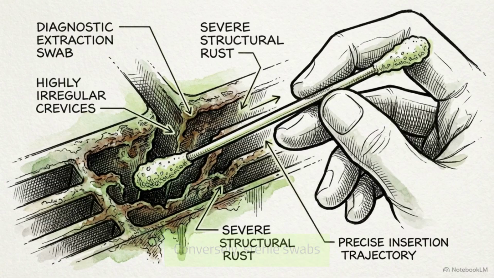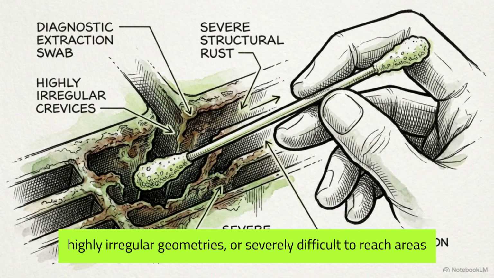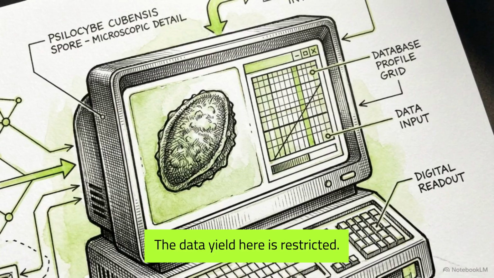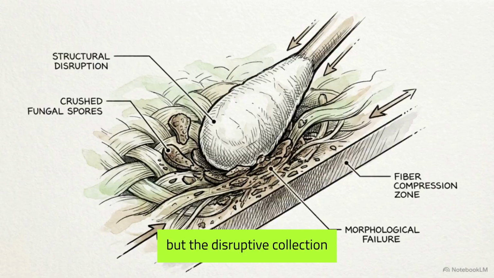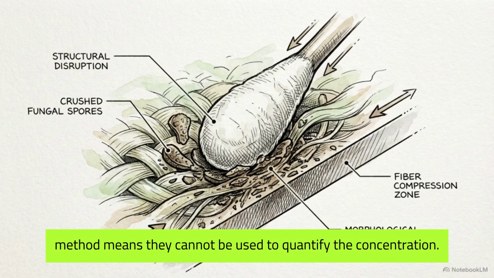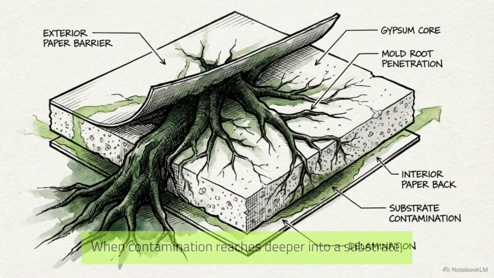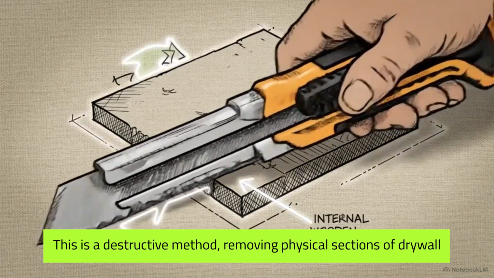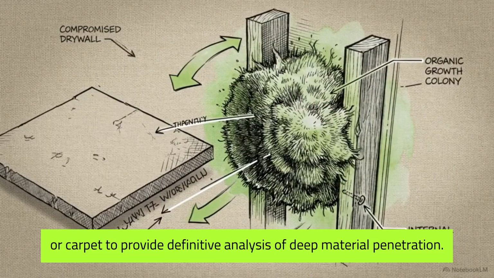Conversely, sterile swabs are deployed exclusively for wet surfaces, highly irregular geometries, or severely difficult-to-reach areas where tape cannot establish a clean seal. The data yield here is restricted. Swabs provide qualitative confirmation of the exact fungal species, but the disruptive collection method means they cannot be used to quantify the concentration. When contamination reaches deeper into a substrate, bulk sampling is required. This is a destructive method, removing physical sections of drywall or carpet to provide definitive analysis of deep material penetration.